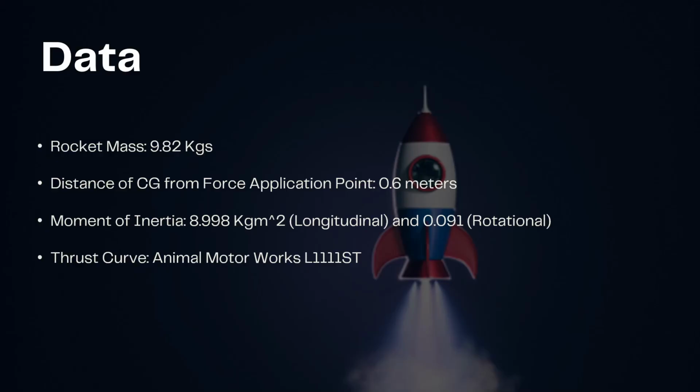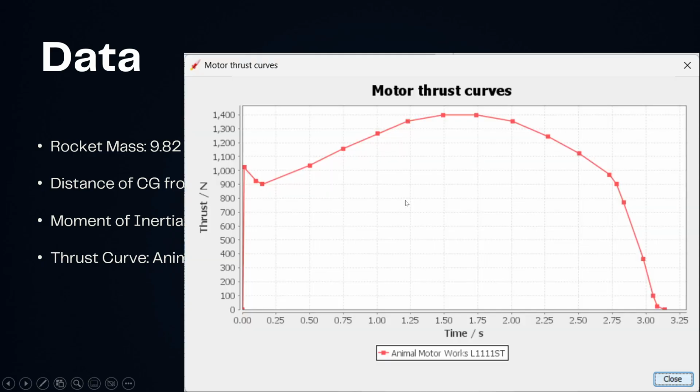So the data that are provided are: rocket mass is 9.82 kg, distance of CG from force application point is 0.6 meters, longitudinal moment of inertia is 8.998 kg meter square, and rotational moment of inertia is 0.091 kg meter square. And for the thrust, while calculating these data, we have considered this motor with this thrust graph, AL motor.